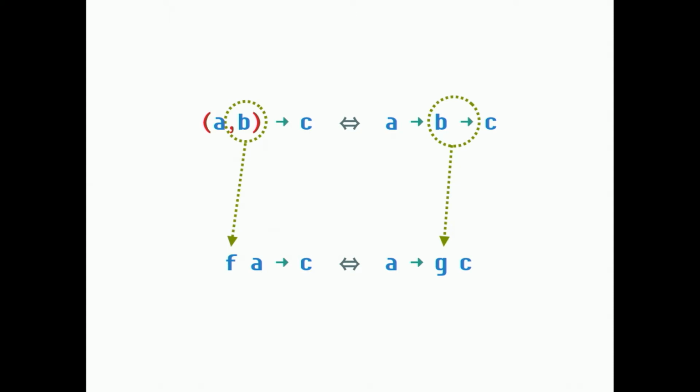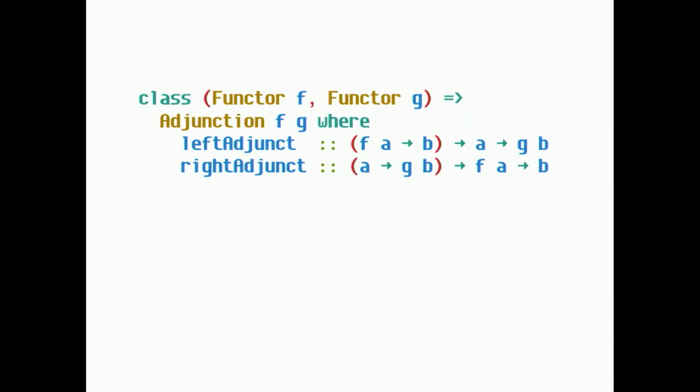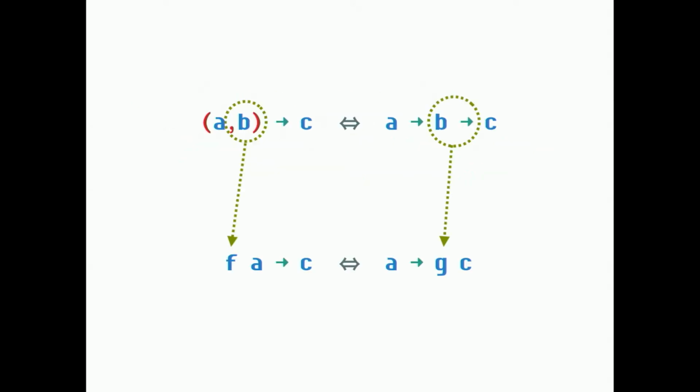And really what's going on here is that this is a relationship between two functors. The functors involved are pair with b and function from b. So here I'm saying that there's a one-to-one mapping between the arrows, or the function types, f of a to c and a to g of c. So when I have one on one side, I have exactly one on the other side. And so I'm going to have some kind of isomorphism that witnesses that one-to-one mapping. So whenever we have this kind of relationship, we have an adjunction.